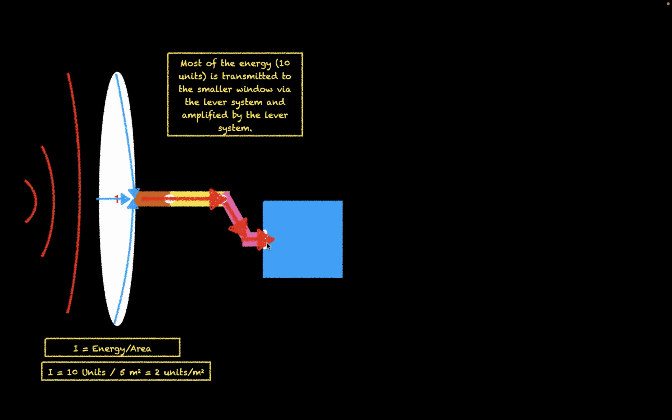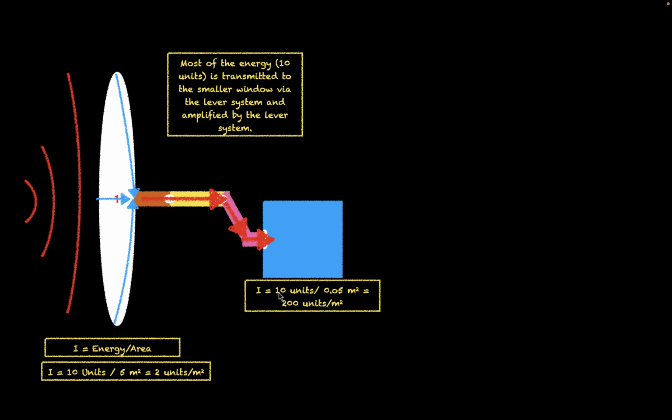So what would happen at this smaller window? Well, all of the energy that was absorbed by the first window is now being transferred to this window. So we have 10 units of energy that was transferred all the way from oval window 1 to this smaller window. In order to understand what happens, we have to calculate the intensity. Let's note that the area of this window is a lot smaller than window 1. In fact, it's around 100 times smaller in this case. So we take the amount of energy, 10 units, because all of that was transferred to this window, and divide it by the new area. And what we get is an intensity equal to 200 units per meter squared.